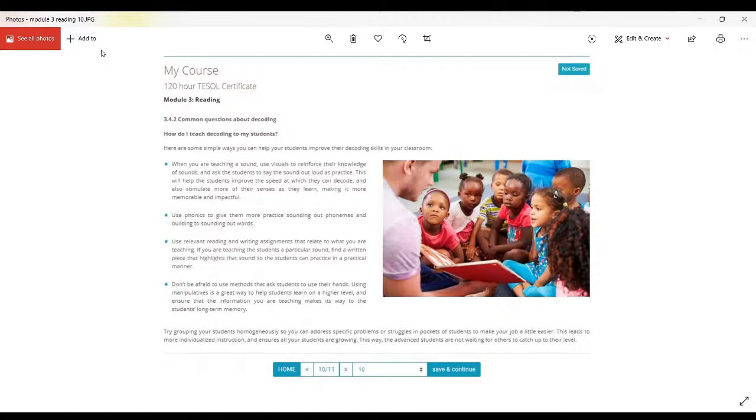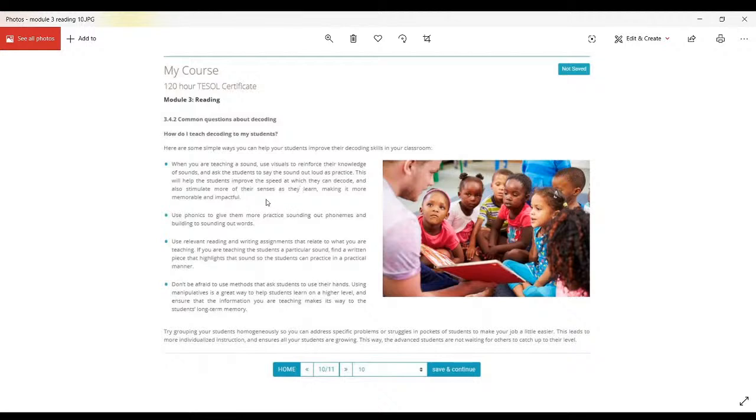So 3.4.2, Common questions about decoding. How do I teach decoding to my students? Here are some simple ways you can help your students improve their decoding skills in your classroom. Number 1, when you are teaching a sound, use visuals to reinforce their knowledge of sounds and ask the students to say the sound out loud as practice.